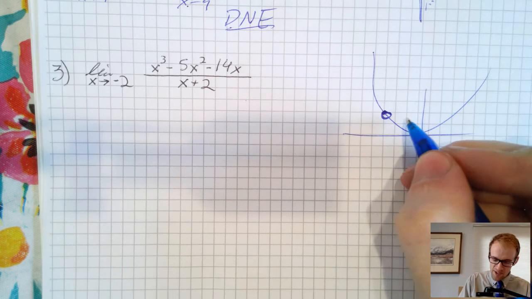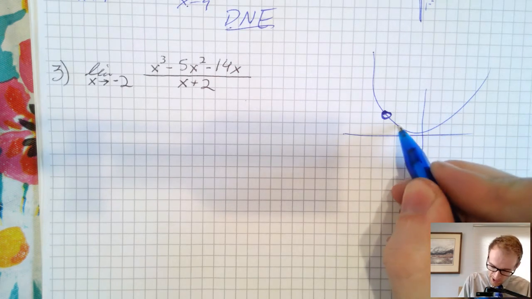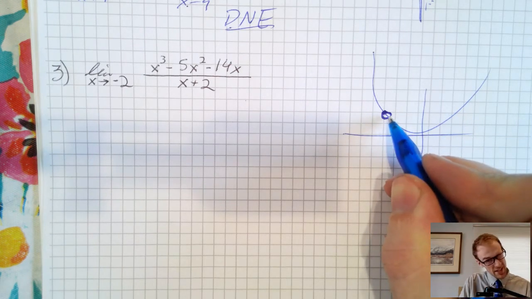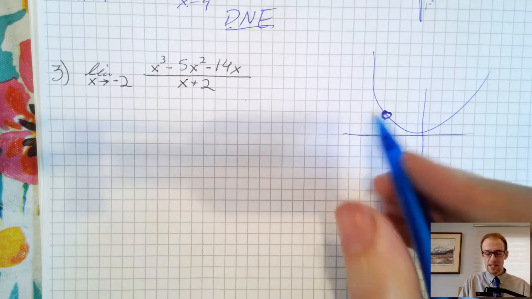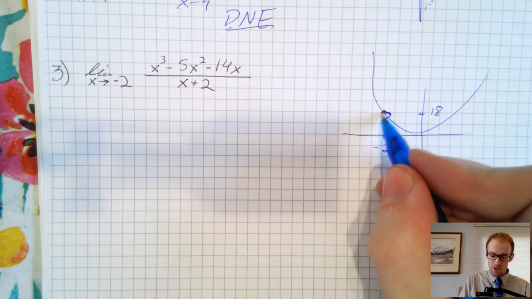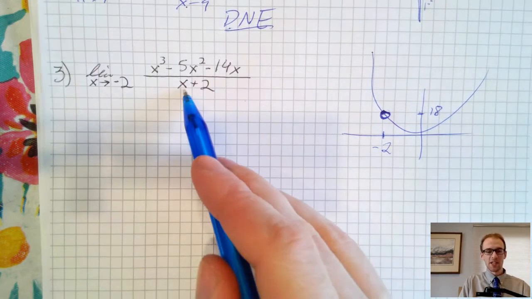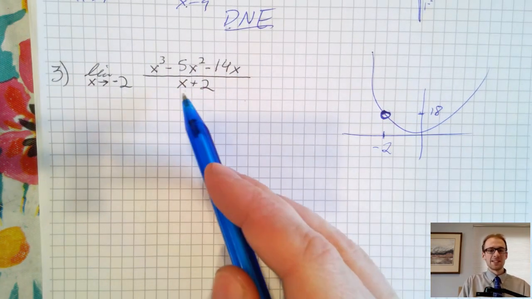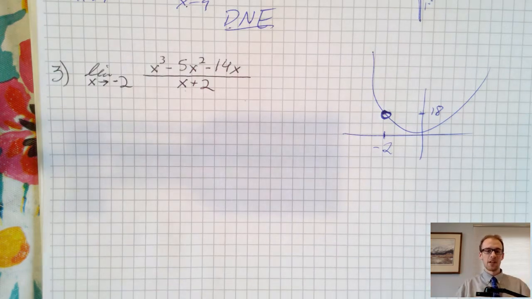It was undefined right there. It was defined all the way up to that point. It was 17.99, 17.999, boom. But as soon as we hit -2 on the x-axis, and this is at 18 on the y-axis, it was undefined. Why? Because when you throw a -2 in there, you get a denominator of 0, and that means that we've got an undefined result.